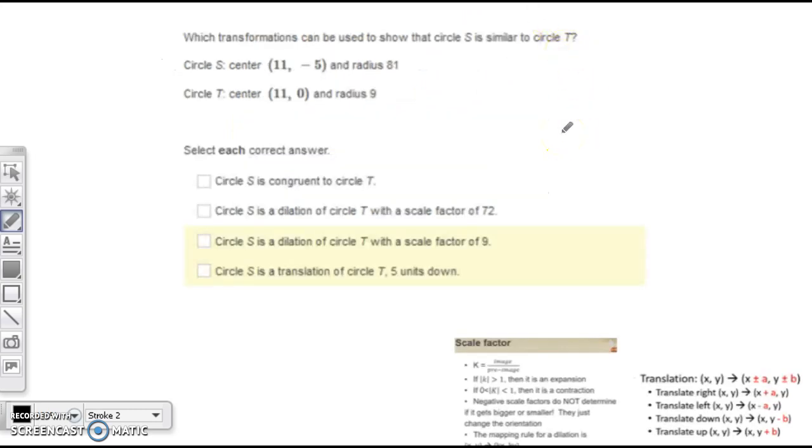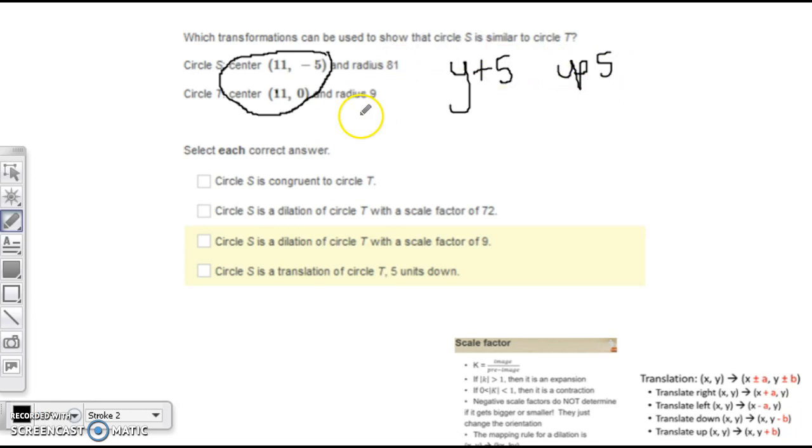Okay, which transformation can be used to show that circle S is similar to circle T? All right, so we got S and T. First of all, the centers have moved. So let's do that first. The X value stayed the same, but the Y value went from -5 to 0. So they're taking the Y value and they're adding 5 to it. So that means we're moving it up 5.